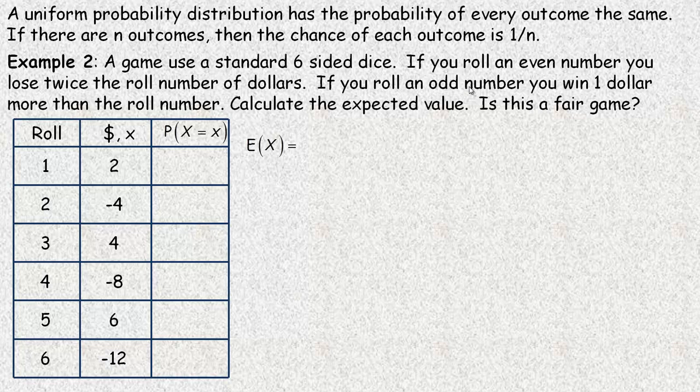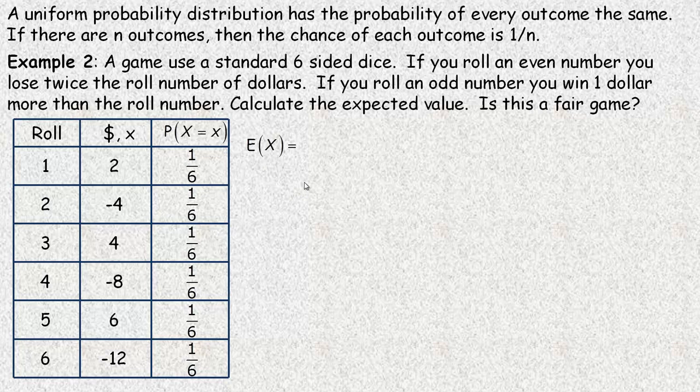If you roll an odd number, you win $1 more than that. So 1 is odd, and 1 more than 1 would be 2. You win $2 if you roll a 1. If you roll a 3, you get 4. Again, this is $1 more than your roll. And you get $6 if you roll a 5, 6 being 1 more than 5. Now, this is a uniform probability distribution because all the probabilities are 1 chance in 6, since we're assuming it's a fair 6-sided die.